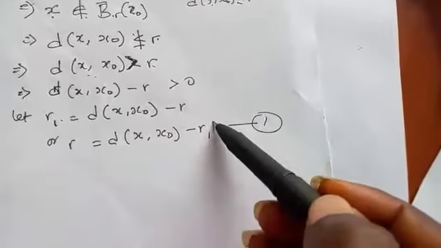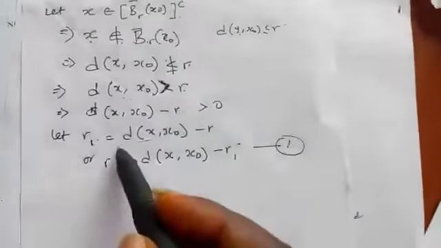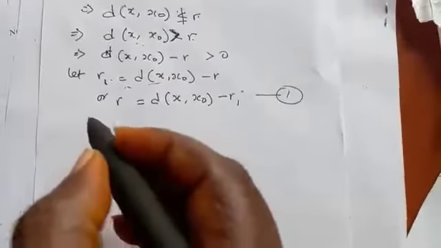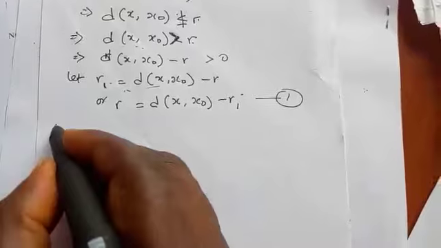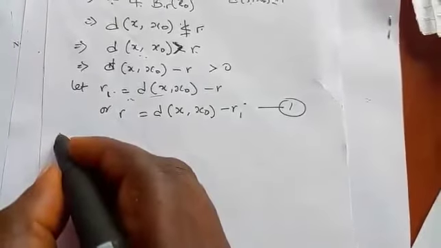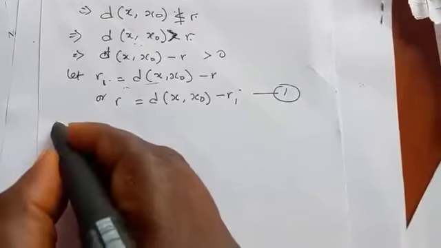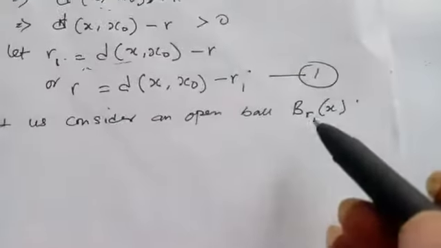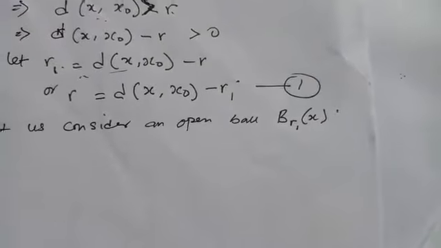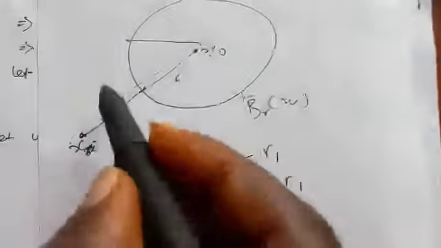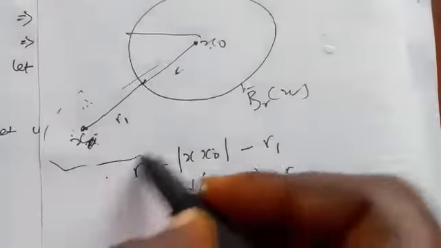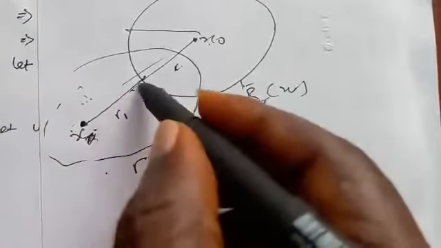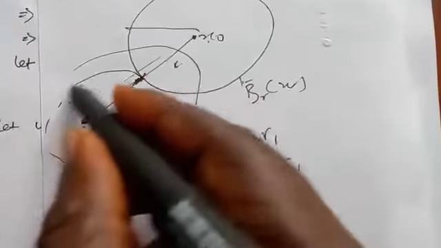So that is how we got this. That is why we are letting our R1 to be done. So let us keep this as equation 1. Since we want to show that it's an open ball, we need to consider another ball. So let us consider an open ball B_R1(S). The ball will be centered at this S, and it will have this as our radius.